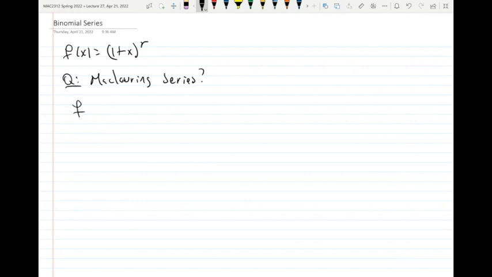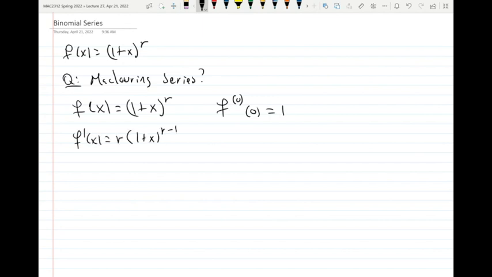Okay? And as you know, we need to analyze the derivative of this. So what's the derivative of the function? So f of x is the function itself. So that means the derivative at 0 is just 1, right? Now, what's the derivative of the function? It's r times (1 plus x) to the r minus 1. So what's the first derivative at 0? Just r, when you plug in 0.